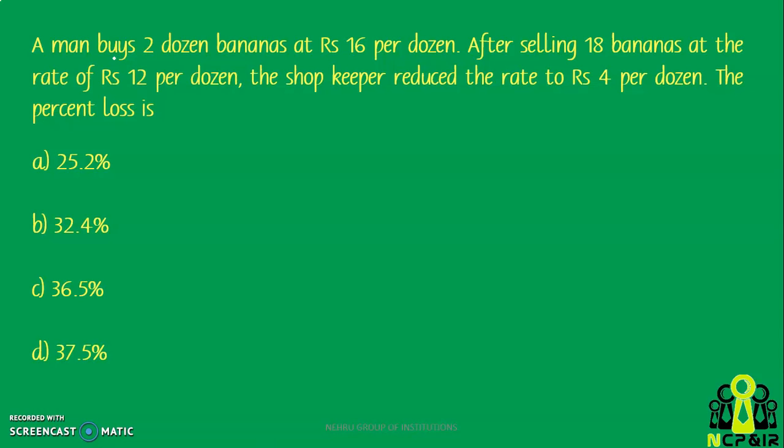So here it's given a man buys 2 dozens of bananas at ₹16 per dozen. So 2 dozen, per dozen 16, means total cost price will be 32 rupees. That's very clear. So after selling 18 bananas, 18 bananas means this is actually 1.5 dozen, 12 plus 6, at the rate of 12 per dozen. So 18 bananas selling at 12 per dozen will be 18 rupees. First, selling price: 1.5 dozen is sold for 18 rupees. So what will be remaining?